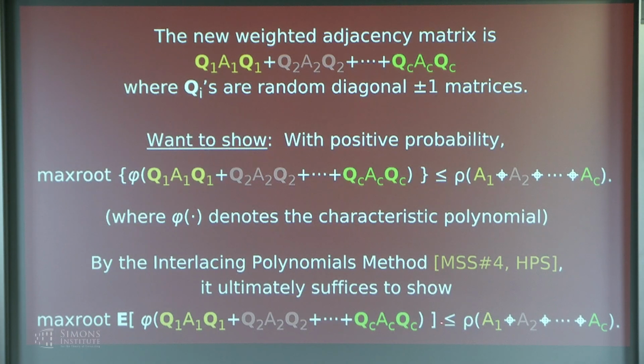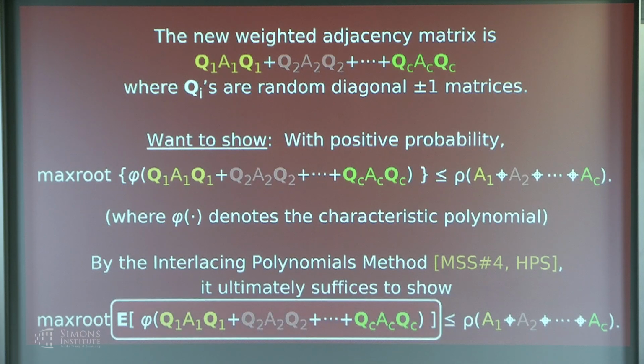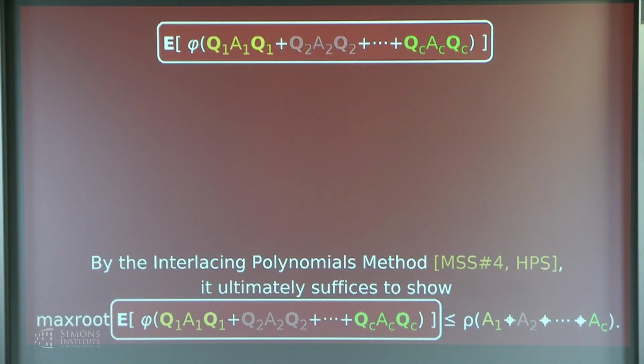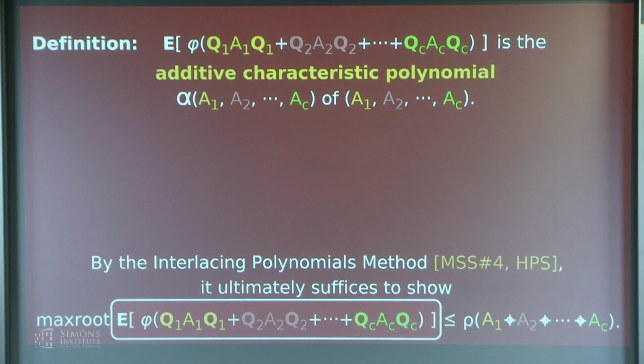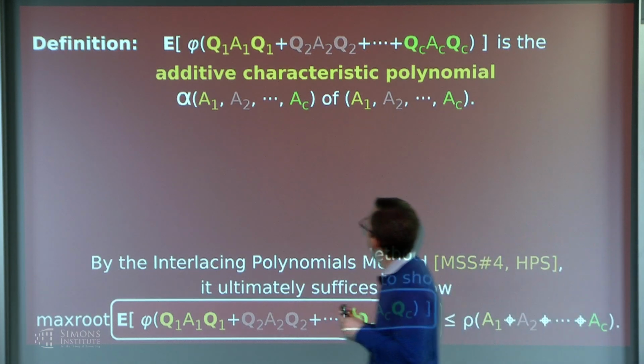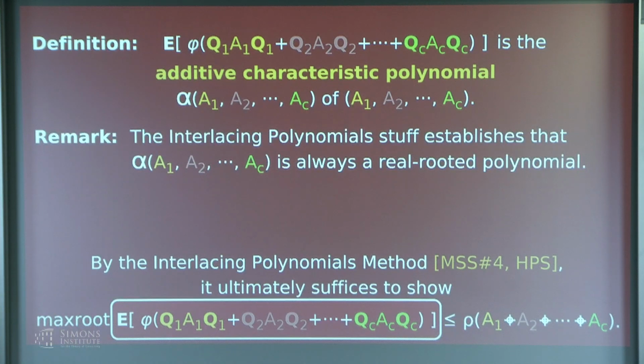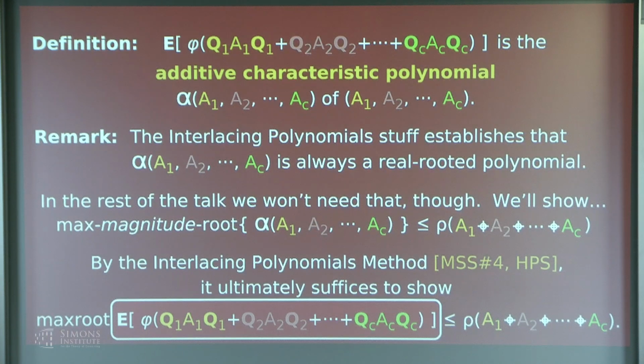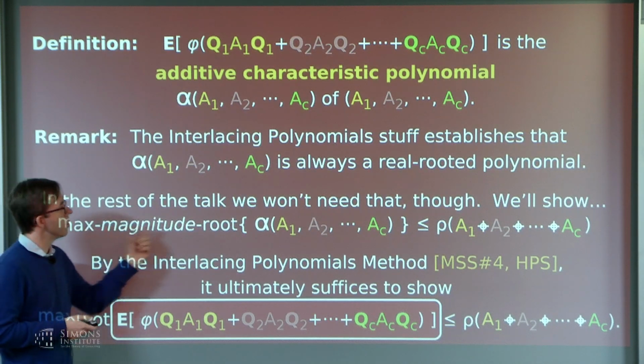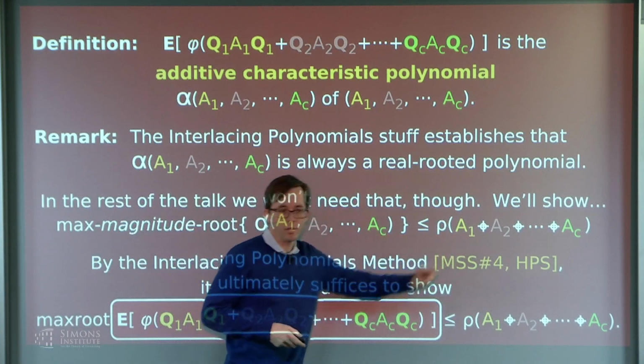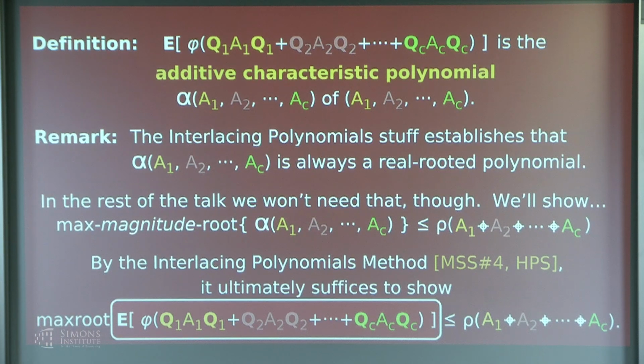Okay, so skipping over that, it now suffices to understand the roots of this expected characteristic polynomial. Let's start by giving this object a name. We're going to call it the additive characteristic polynomial of this collection of atoms, and I'll call it alpha of these things. This is a univariate polynomial. I didn't write the variable name. As I said, you can show that it's real rooted using previous theorems. In fact, we're not going to need that for the rest of the proof. What we're going to show is that the maximum magnitude root of this polynomial is always at most the spectral radius of this infinite graph. But you need the real rootedness to make the interlacing polynomial stuff work.